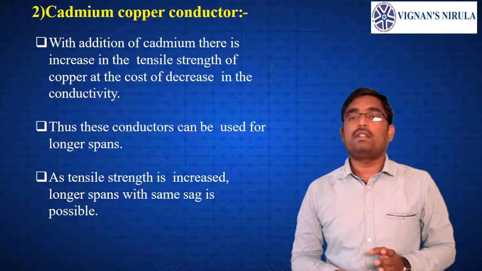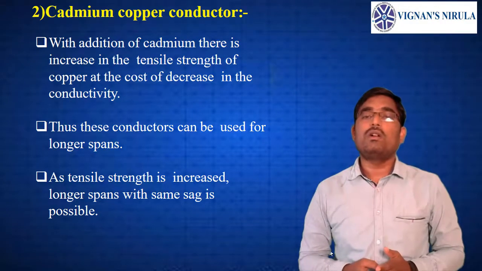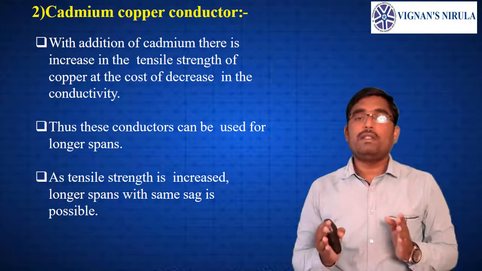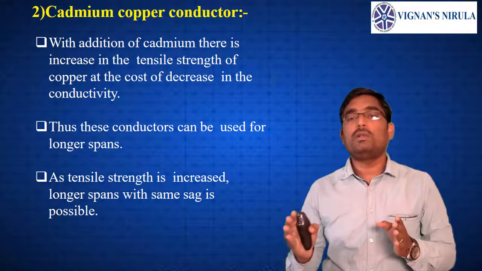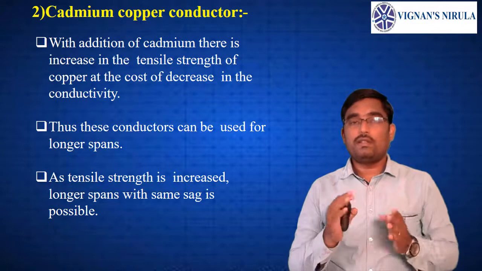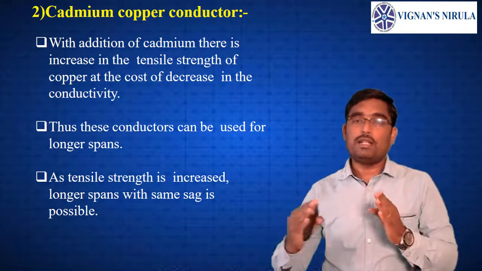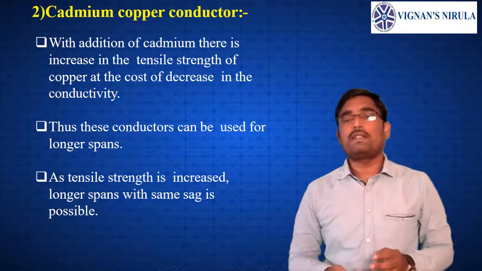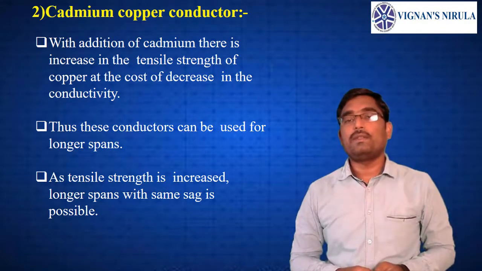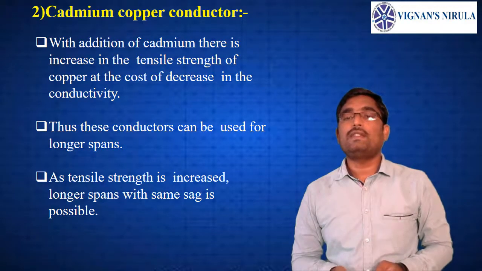Thus, these conductors can be used for longer spans. Longer span means the distance between two towers, which is called the span length. Over this longer span of transmission lines, these cadmium copper conductors can be used even for more span length. As tensile strength is increased, longer spans with the same sag are possible.